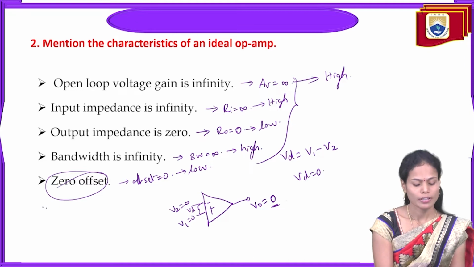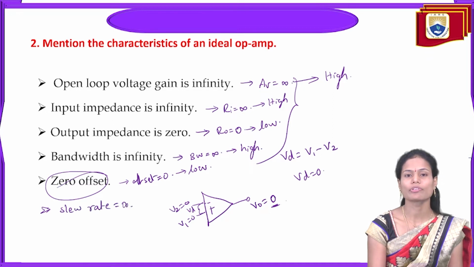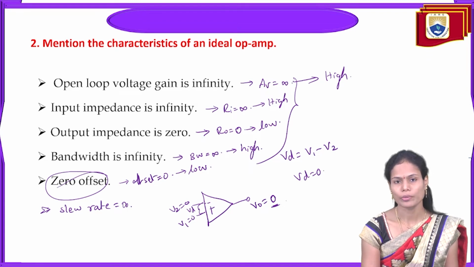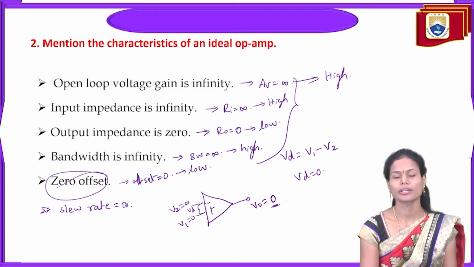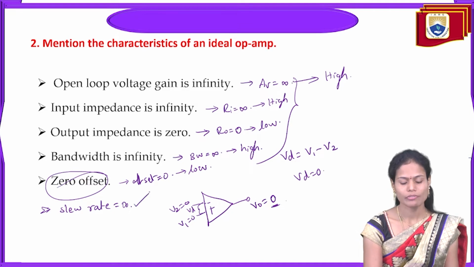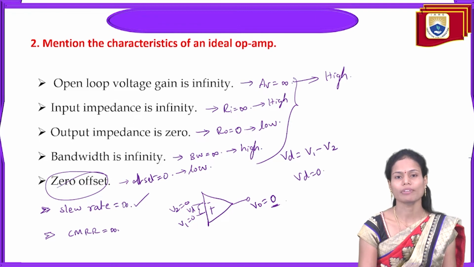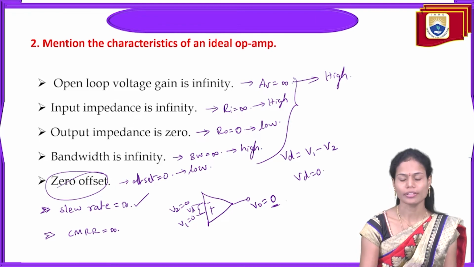Along with this, it will also provide infinite slew rate. Slew rate is nothing but the rate of change of output voltage with respect to time, or the rate of change of the output voltage with respect to the applied input signals. So that is also infinite in the case of an ideal operational amplifier. It also provides the CMR, or common mode rejection ratio, as infinite in the case of an ideal operational amplifier.